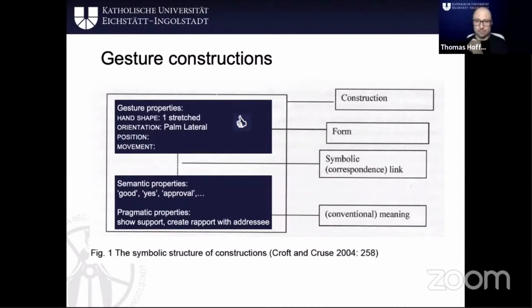And I'm using Bressem's notation scheme here: the thumb, that's the one, is stretched. The palm is normally lateral. And then on the semantic level, it means something like good, yes, or approval. And pragmatically, you use it to show support and create rapport with an addressee. So that's clearly another type of construction, but it's unimodal. It's a gesture construction.